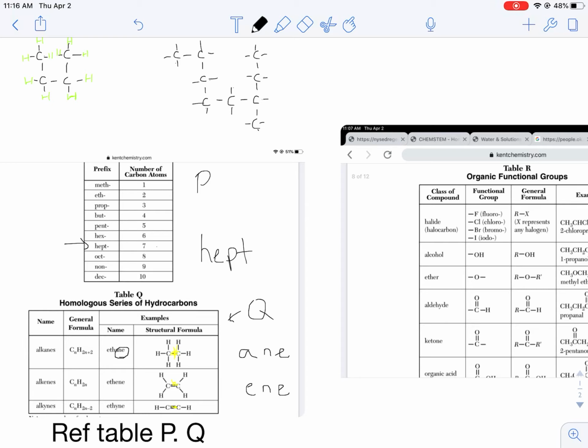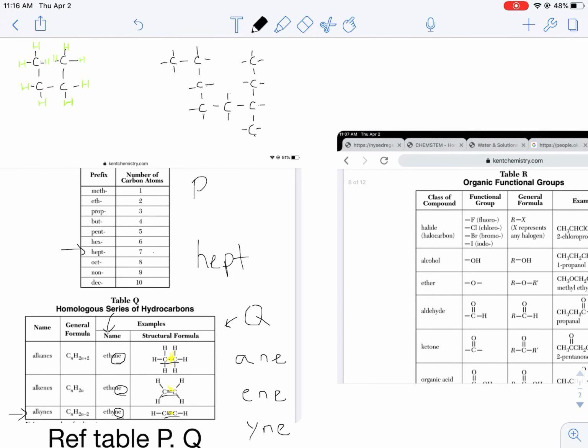Last but not least, on the bottom of our reference table Q, you'll see it ends with Y and E if it has a triple linkage. So if you notice in our examples here, we have an ethane, an ethene, and an ethyne. The reason they used eth as a prefix in the name all the way down here is because there's only 2 carbons in each example. 2 carbons, remember, is right up here on table P.